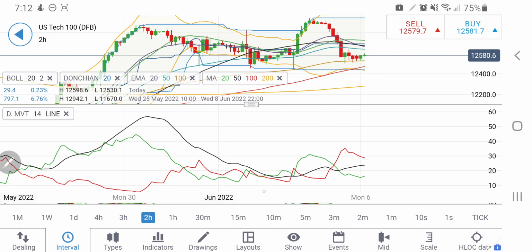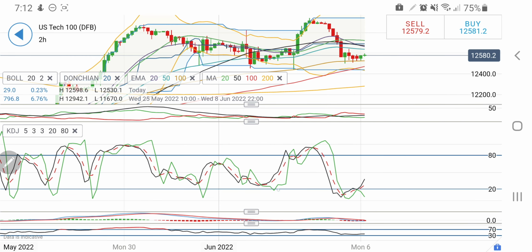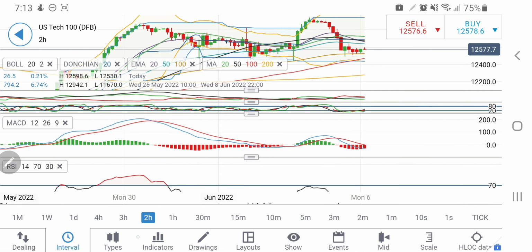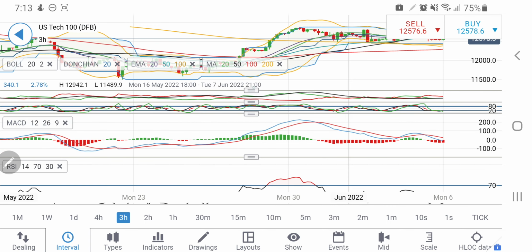The directional movement is bearish. It is trying to converge. The stochastic is oversold, and that is why we are looking at greener candles. The MACD is trying to converge and cross over for a bullish move. The RSI is trading flat right now, near the bottom.